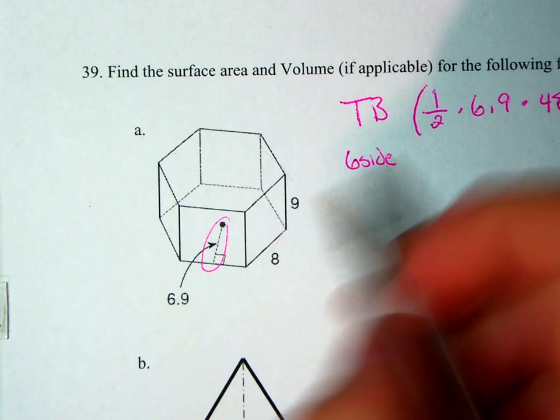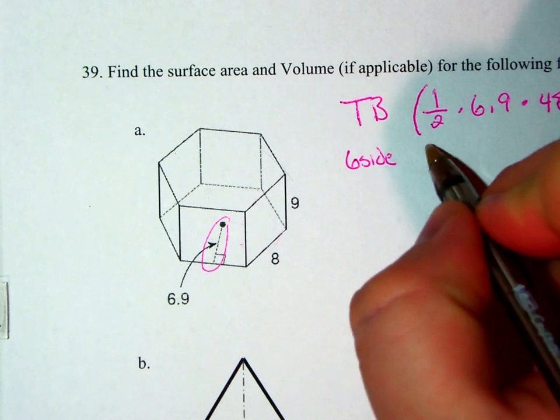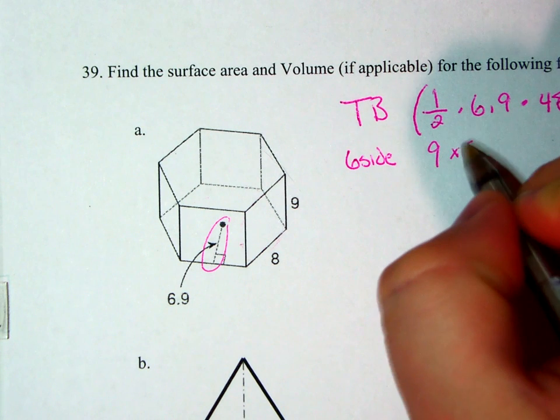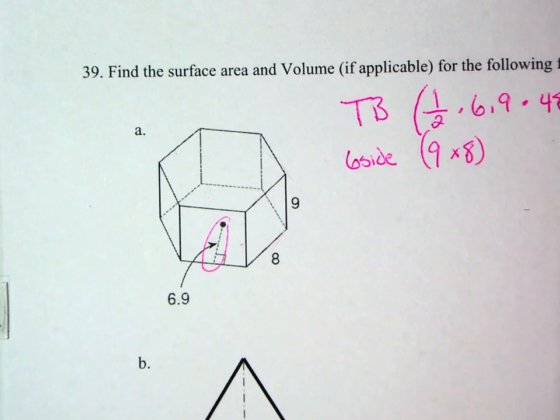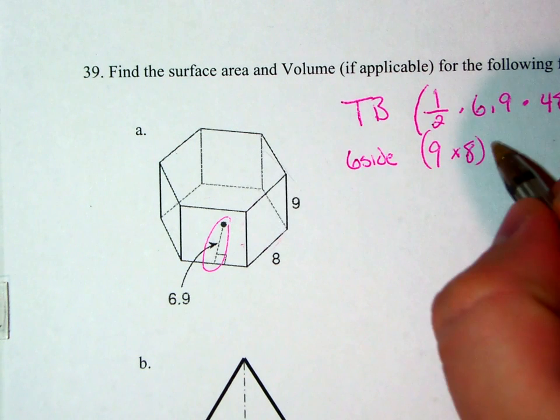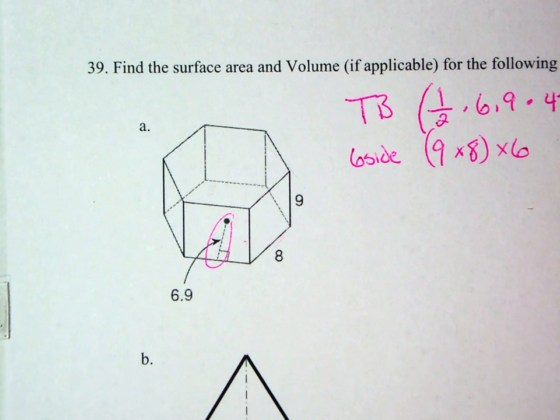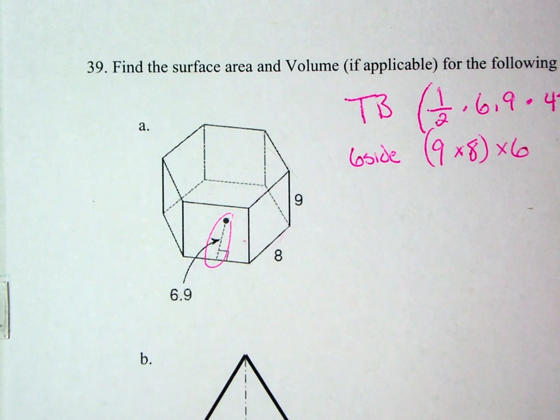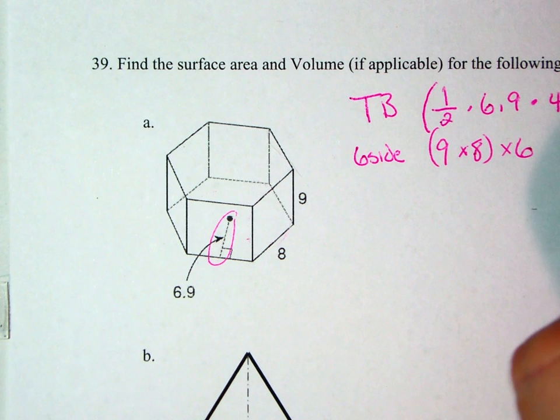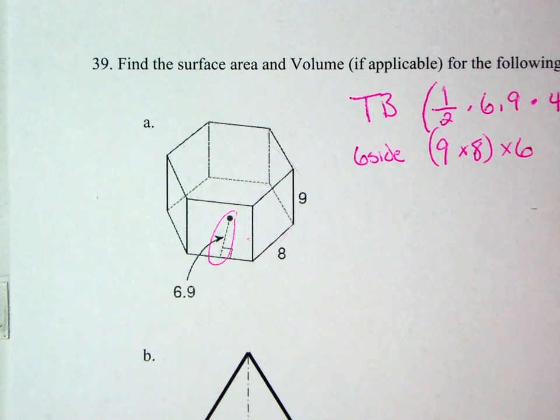Now let's figure out the surface area for one of my sides. One side is going to be 9 times 8. And again, we mentioned that we had 6 of those sides that are going to have that same dimension, so times 6. Equals 432. We add the 331.2 to my 432, and I end up with a surface area that is 763.2 units squared.